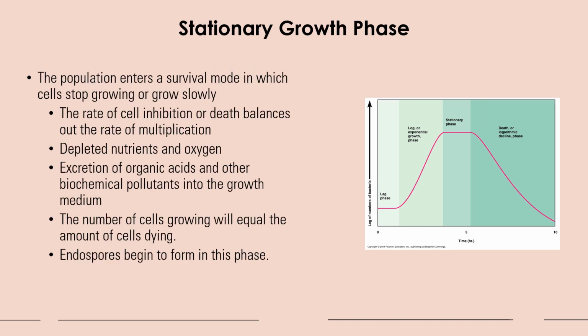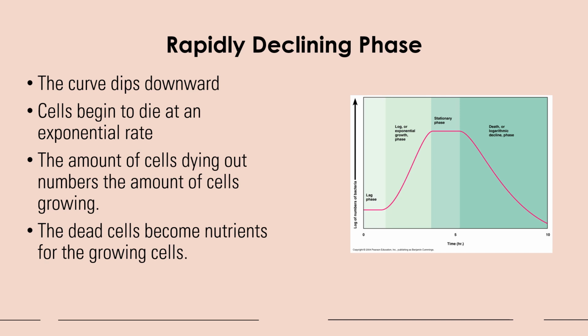Stationary growth phase. The population enters a survival mode in which cells stop growing or grow slowly. The rate of cell inhibition or death balances out the rate of multiplication. This is due to depleted nutrients and oxygen, and excretion of organic acids and other biochemical pollutants into the growth medium. The number of cells growing will equal the number of cells dying. Endospores begin to form in this phase.